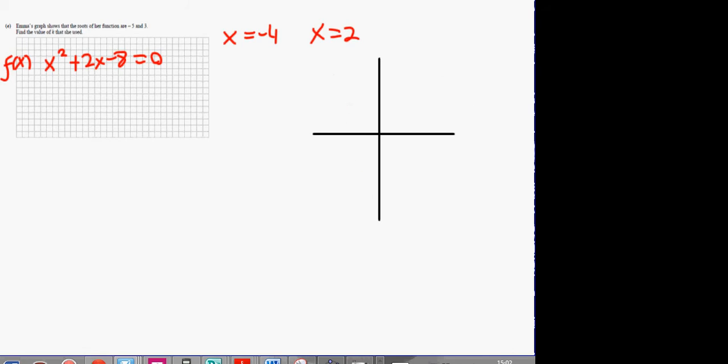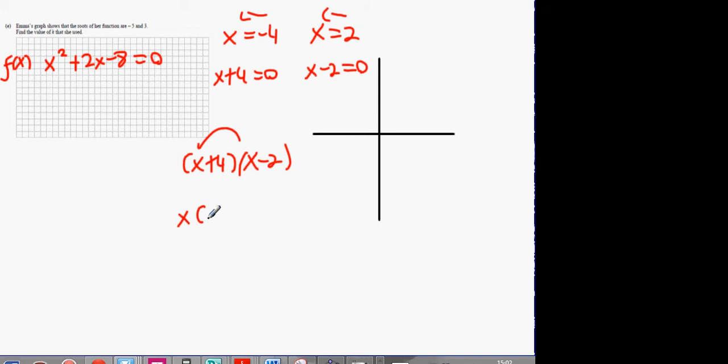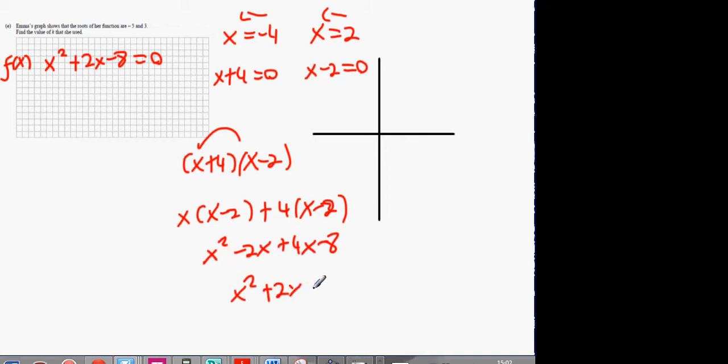When you go backwards, look what happens. We get x plus 4 equals 0, and we get x minus 2 equals 0. Then we multiply x plus 4 by x minus 2. And look what happens. We're going to get x bracket x minus 2 plus 4 bracket x minus 2. Multiply it out: x squared minus 2x plus 4x minus 8. And what do we end up with, guys? We end up back with the original equation, the equation we sketched.